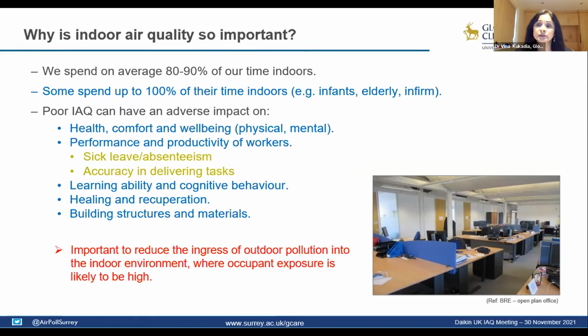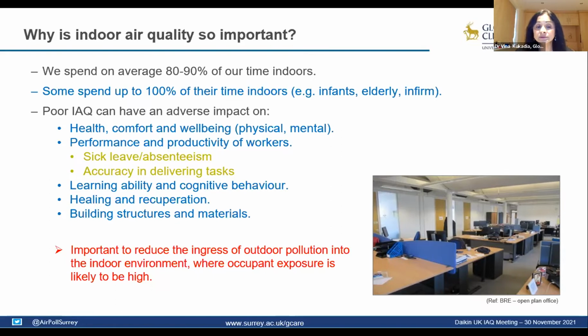And it's so important to ensure that the indoor air quality is good, as it can have an adverse impact on their health, comfort, both physical and mental health and well-being, and the performance and productivity of workers. We're also now finding that there's a lot more sick leave and absenteeism because people are falling ill with not very good indoor air quality.